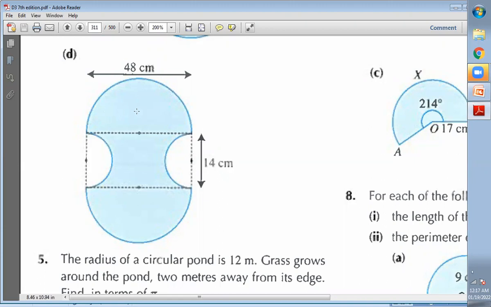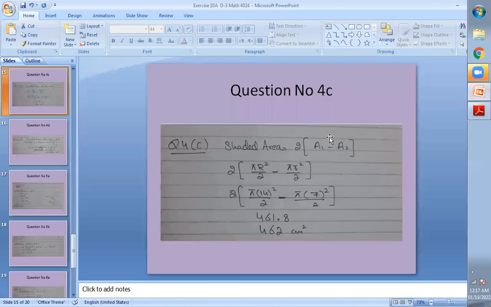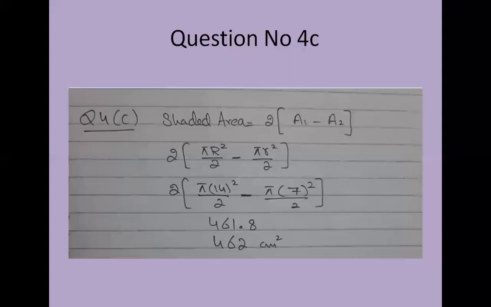So find the area of this semicircle, find the area of this rectangle, find the area of this semicircle, from their sum A1 plus A2 plus A1, minus A3. This is a semicircle and its radius will be 7. There are two such semicircles, so subtract their area, and this is how you will get the shaded region. Let me show you how I have done this question.